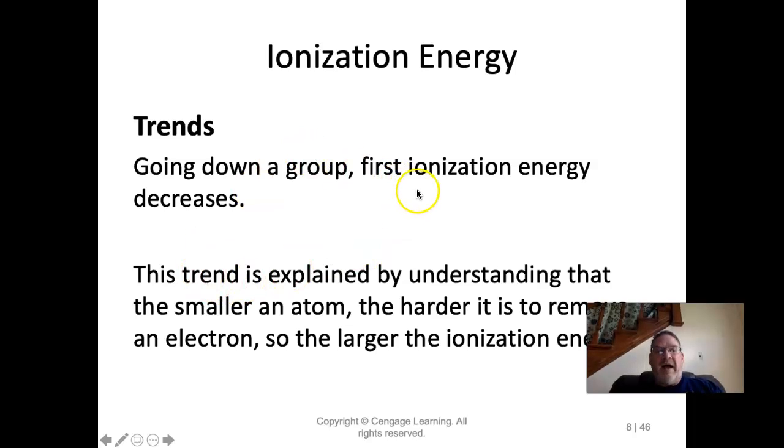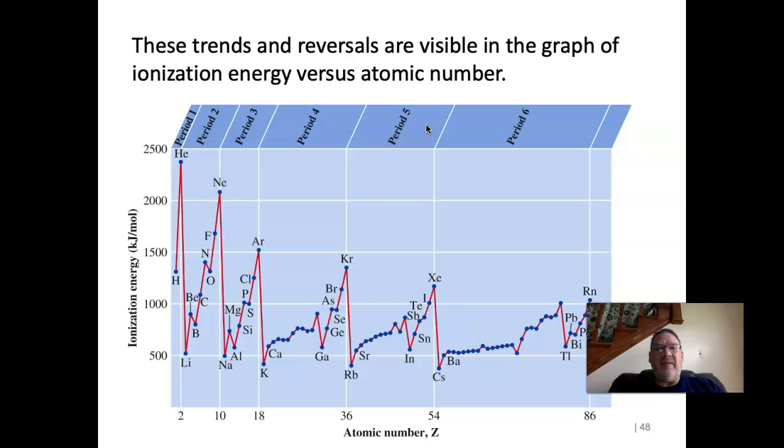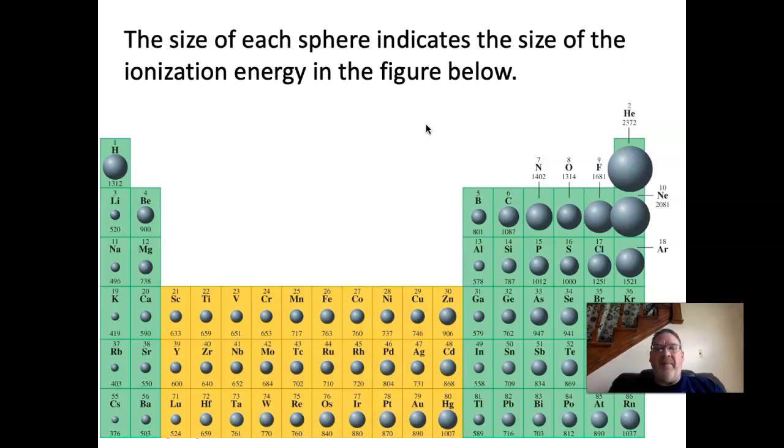Within a group, ionization energy decreases. So again, if we're talking about electrons in the outermost energy level, as you go down the group, that outermost energy level is farther and farther from the nucleus. The electron's easier to remove. As you go across the period, since there's more attraction between the electrons and the protons, it becomes more difficult to remove an electron as you go across. And again, you've got a couple charts here that you can use to note that.